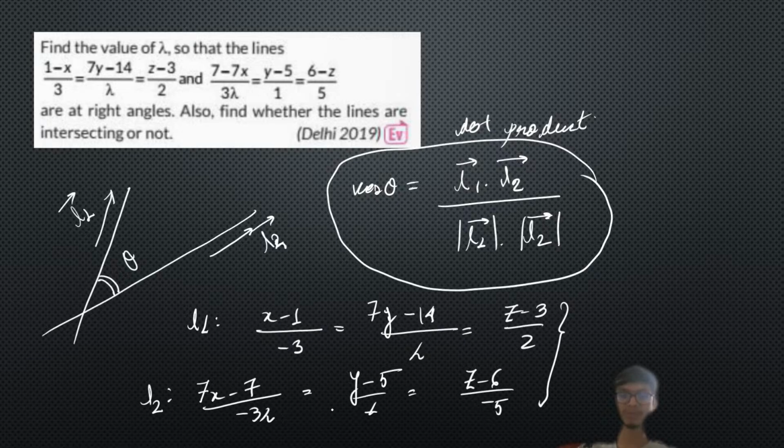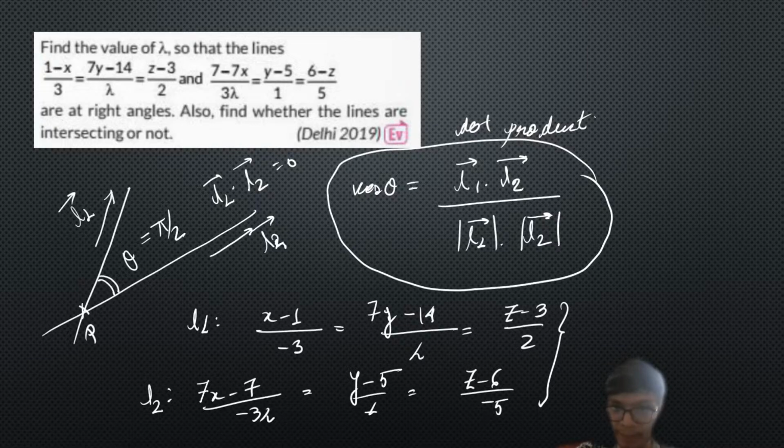Now I just need to put in these direction ratios and find the value of cos theta. You know that these lines are perpendicular, so theta is 90 degrees, and we just need to set the dot product equal to 0. Then we get the value of lambda, and once we have lambda, we find the complete equation of the lines. Then we have to check whether these lines are intersecting or not. For lines to be intersecting, the point at which they intersect must lie on both the straight lines. That is what we are going to do over here.